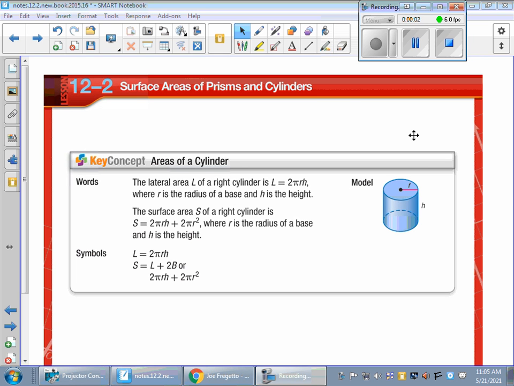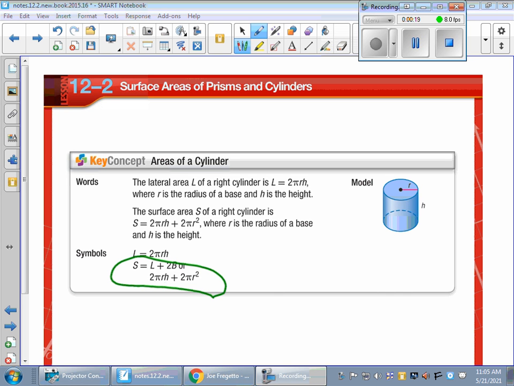All right, folks, moving on to section 12.2. This is going to be the B part of it. We want to find the surface area of a cylinder. So again, we have an equation here. You want to get a total. Let's use the total as L plus 2B, which is what we used in the previous section.